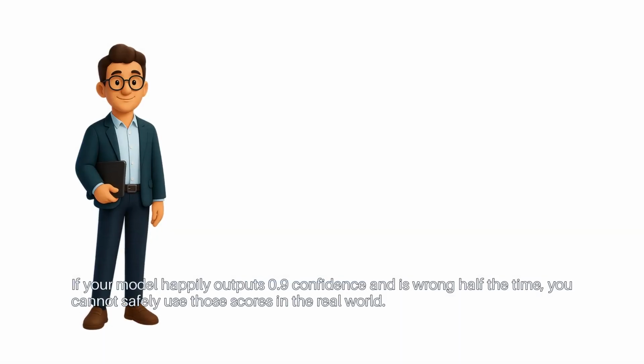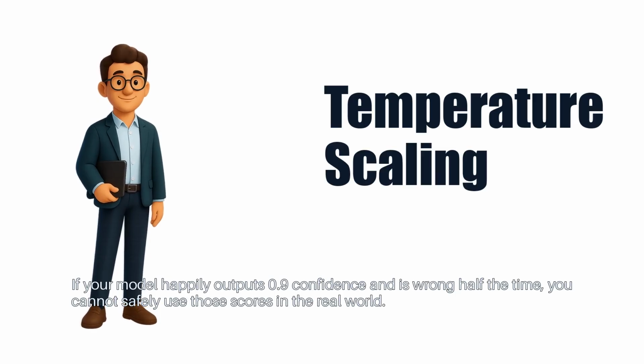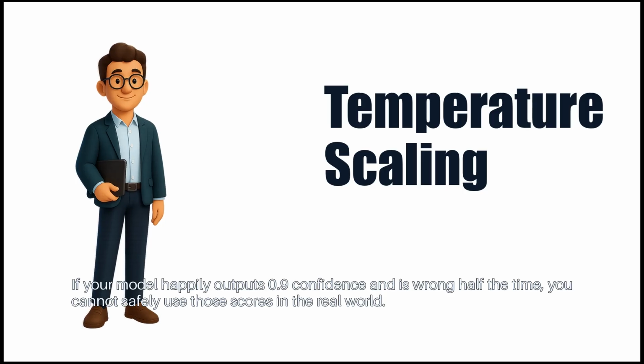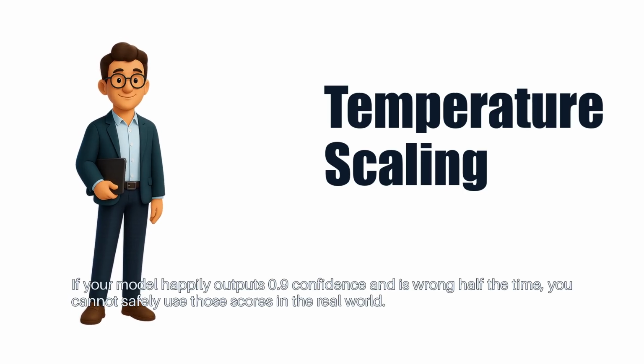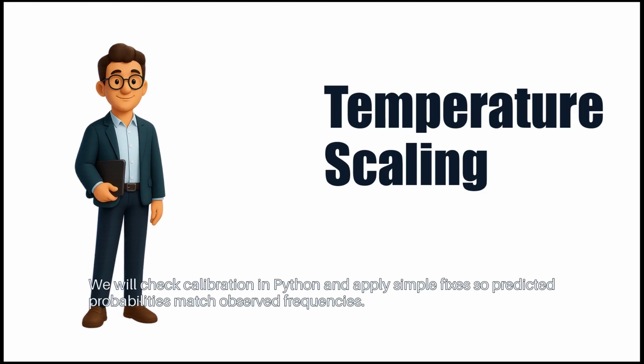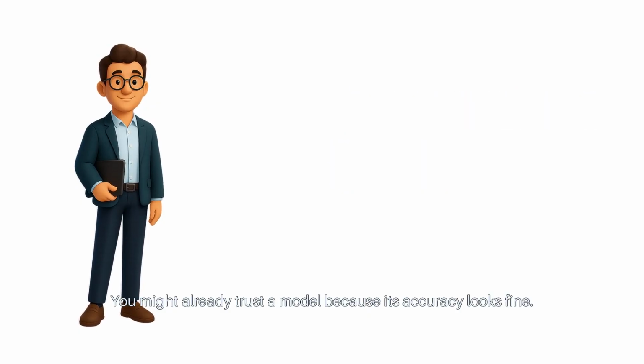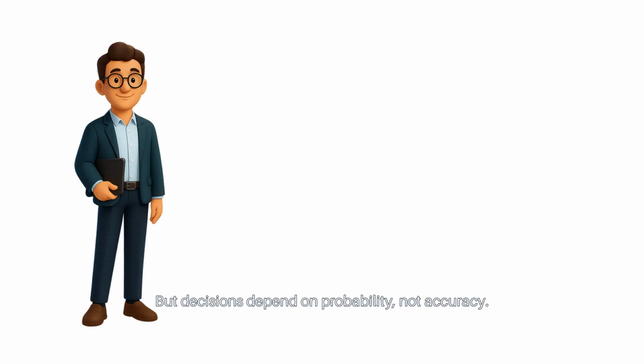If your model happily outputs 0.9 confidence and is wrong half the time, you cannot safely use those scores in the real world. We will check calibration in Python and apply simple fixes so predicted probabilities match observed frequencies. You might already trust a model because its accuracy looks fine, but decisions depend on probability, not accuracy.